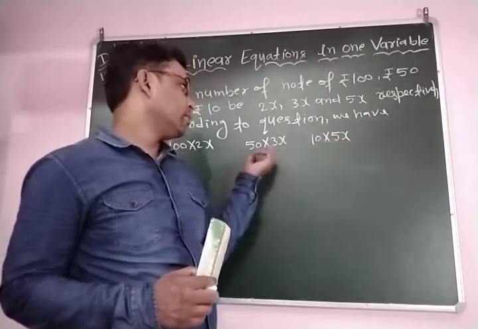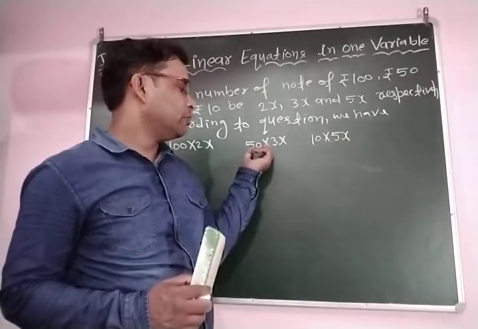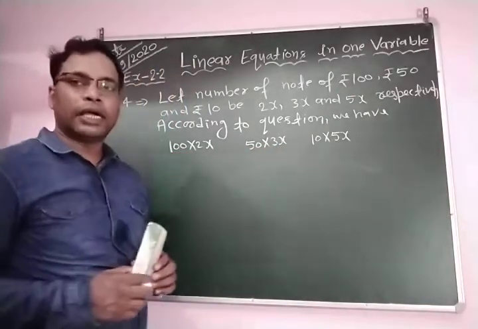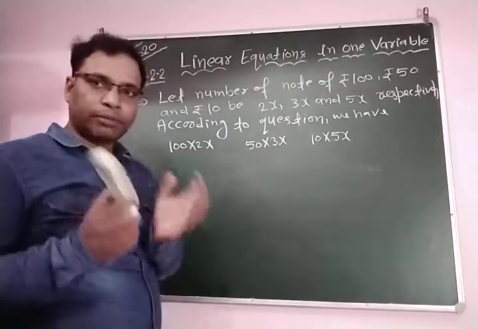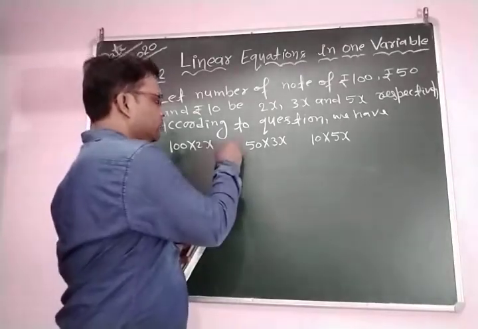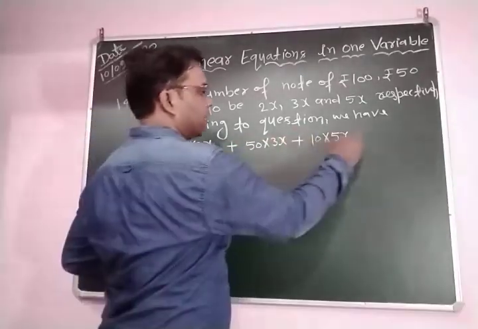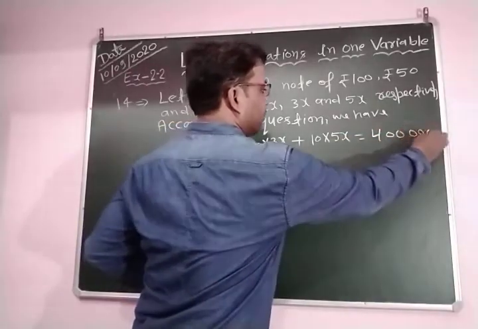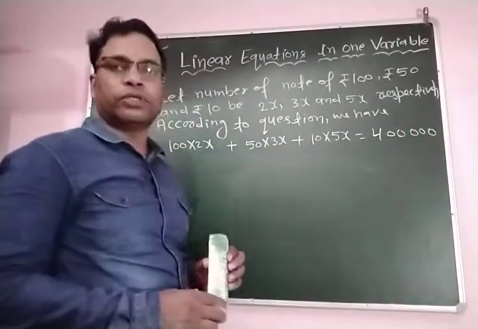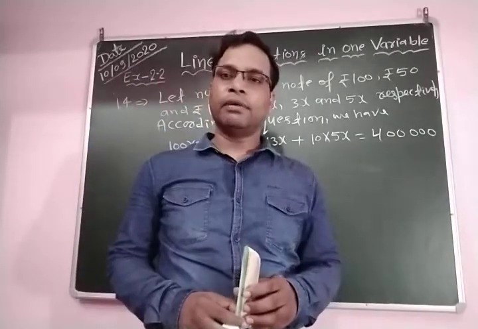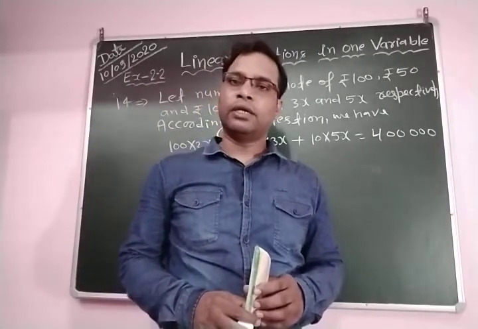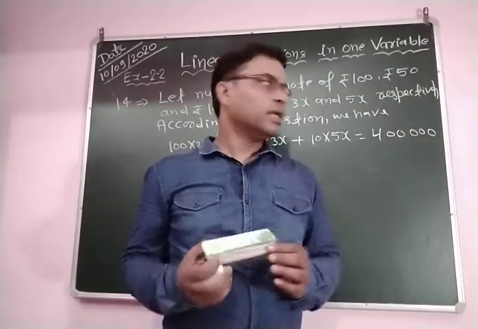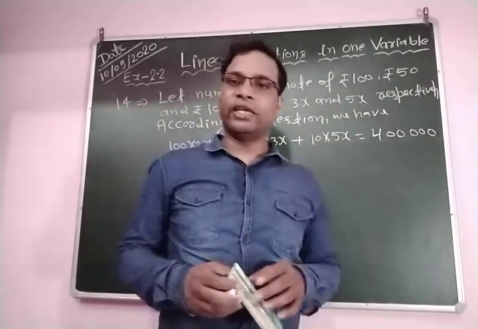We let the number of notes of 50 rupees be 3x, and the number of notes of 100 rupees be 2x. If you sum them, then we obtain 4 lakh. How much amount? 4 lakh, because this is given in the question, that Lakshmi has 4 lakh amount, in the denominations 100 rupees, 50 rupees and 10 rupees.